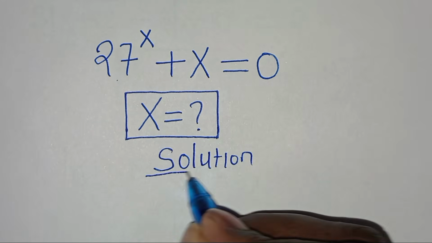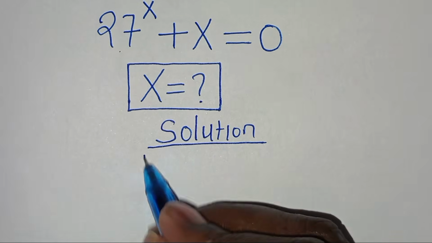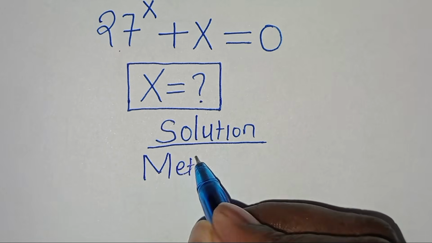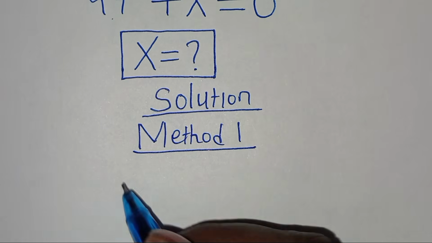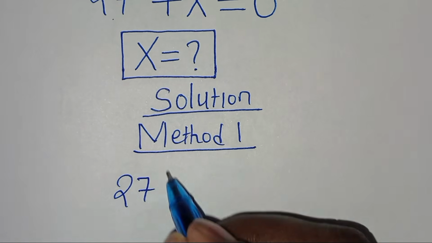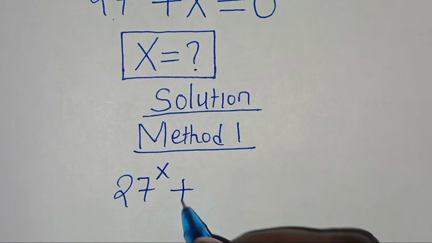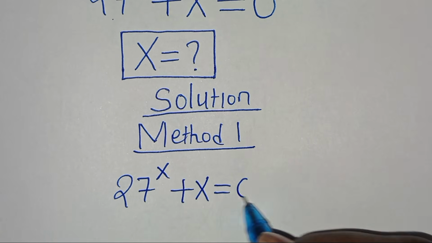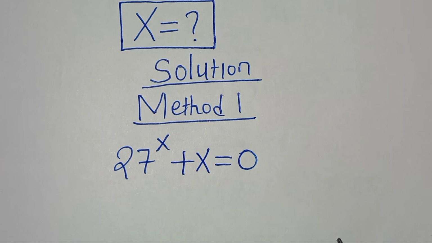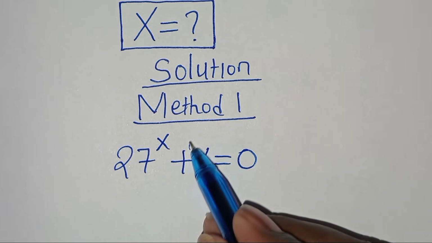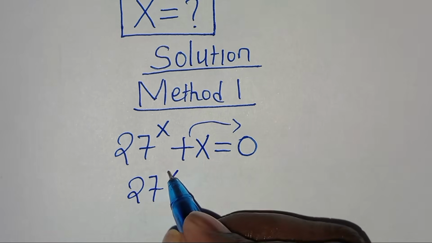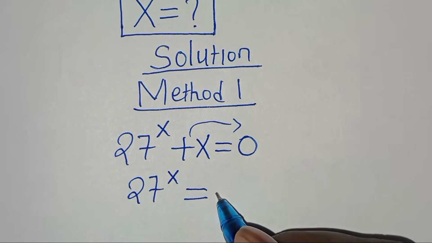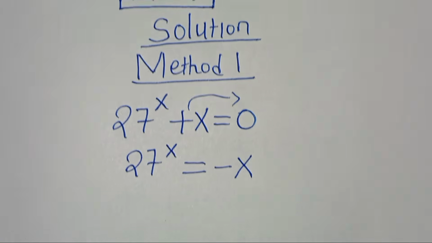To solve this math problem, we are going to apply two methods. So let's start with method 1. In method 1, we have 27 to the power of x plus x equal to 0. The first step is to take plus x to the right hand side so that we have 27 raised to the power of x equal to minus x.